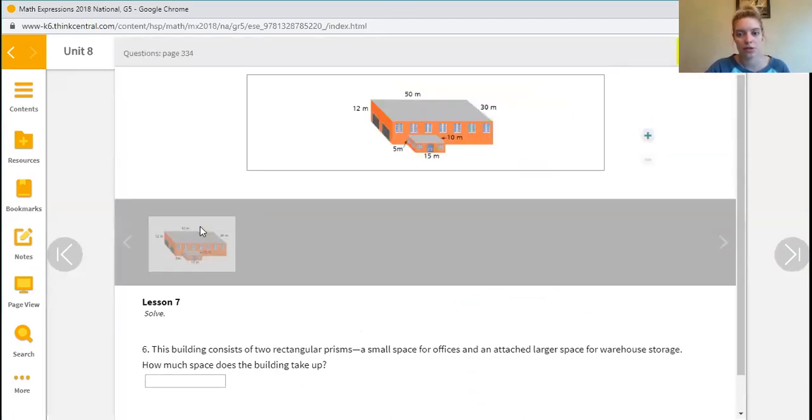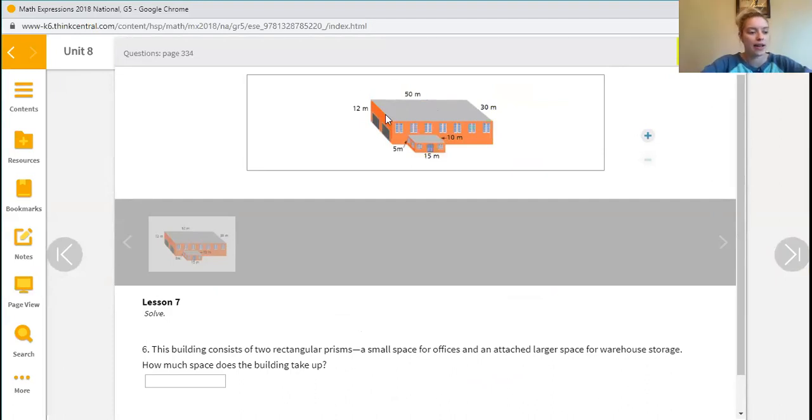Like I said, it does a really good job of kind of splitting it for you. So I'm going to use this big one here as volume 1. So I need to check and see, do I have everything I need? So I have a length, I have a width, and I have a height. So I can fill that in.